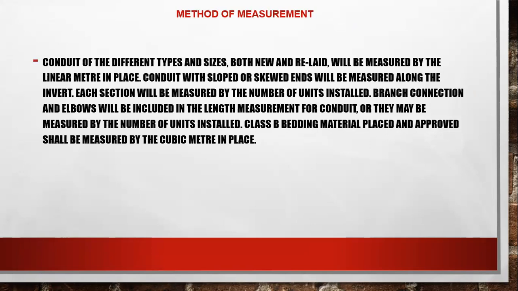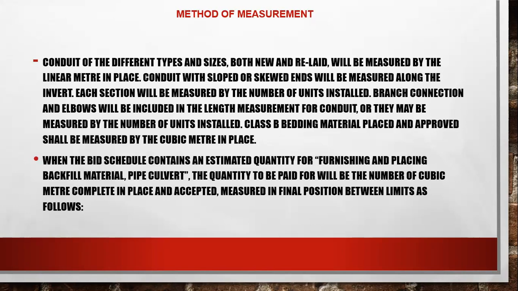Conduits of the different types and sizes, both new and relaid, will be measured by the linear meter in place. Conduits with a slope and/or square end will be measured along the invert. Each section will be measured by the number of units installed. Branch connections and elbows will be included in the length measurement for the conduit, or they may be measured by the number of units installed.